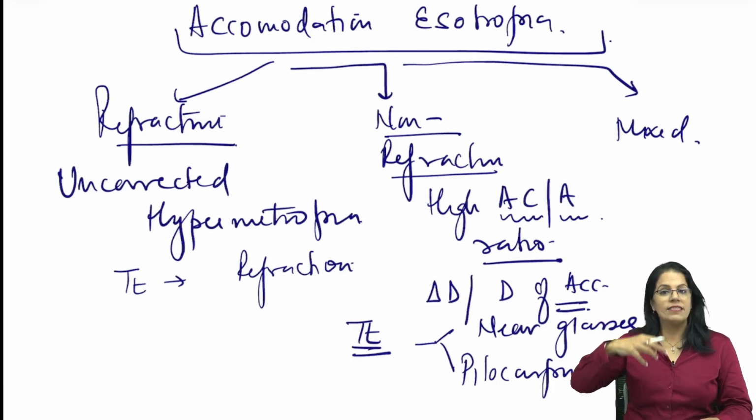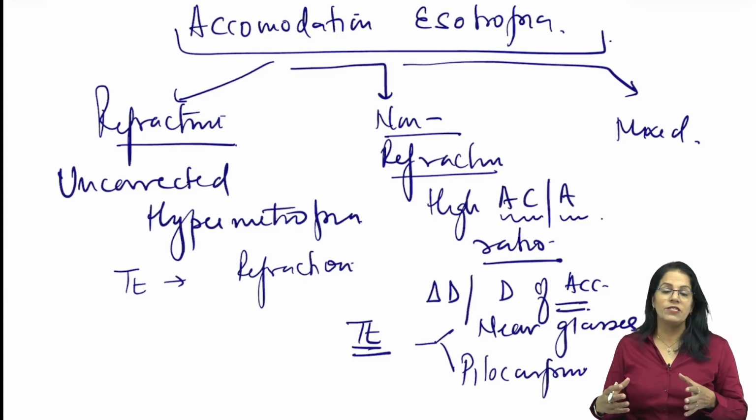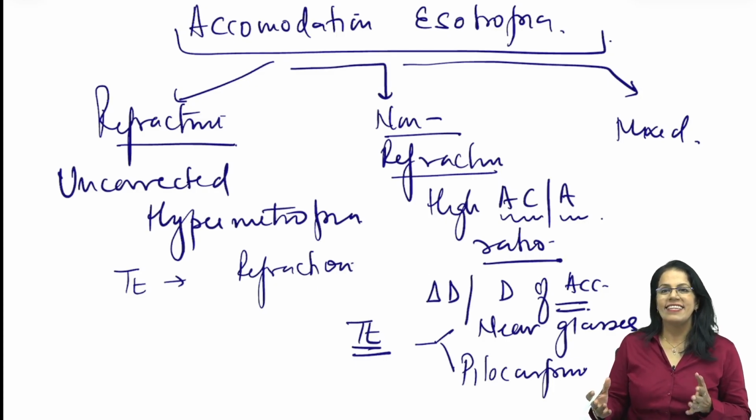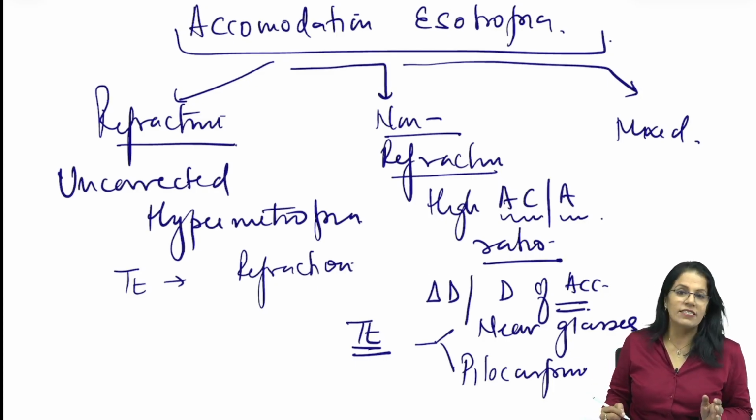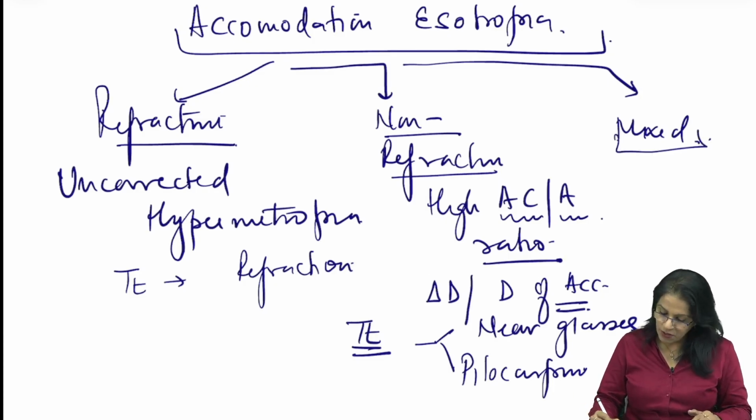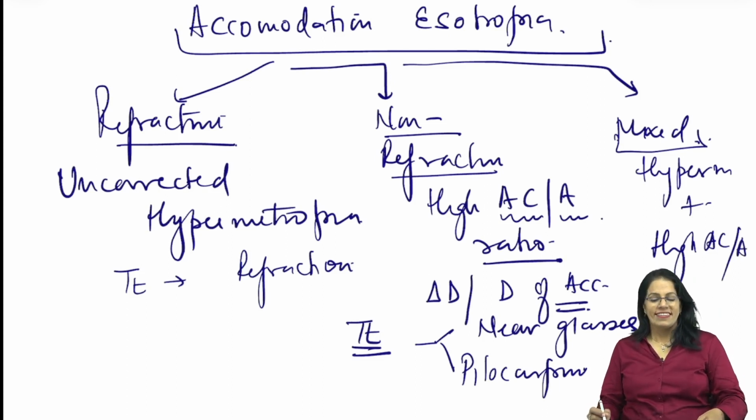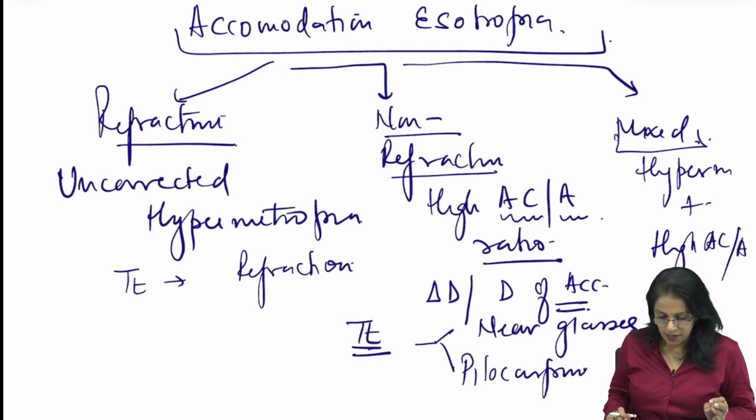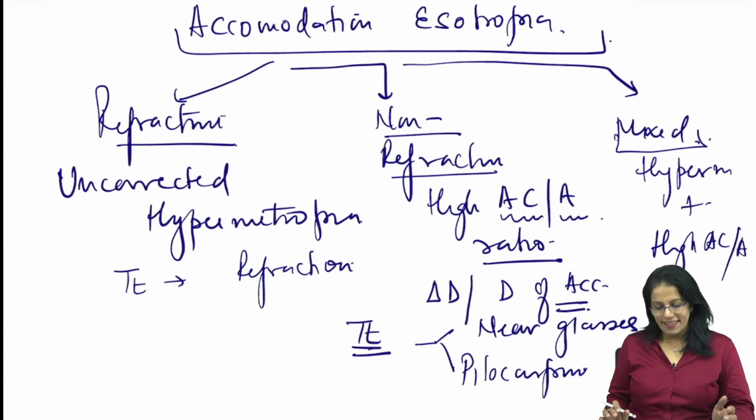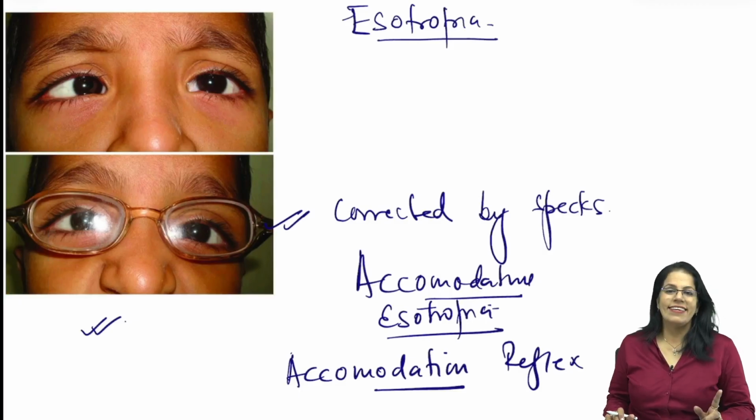When the central impulse does not go, what will happen? The convergence of the eyes will not take place. Okay, understood? So, this is how we manage a non-refractive type. And mixed is very simple, it can be both hypermetropia as well as high AC by A ratio. I think it's good, right? Okay. So, this was a quick recap on accommodative esotropia. That was for E, alphabet E.